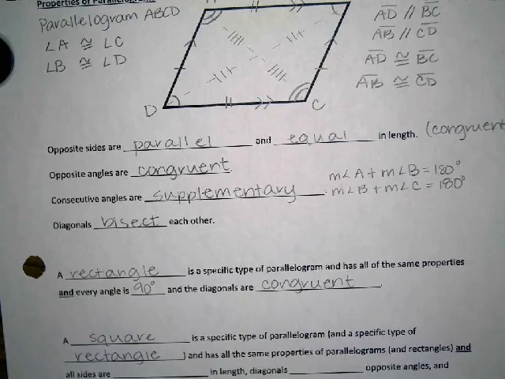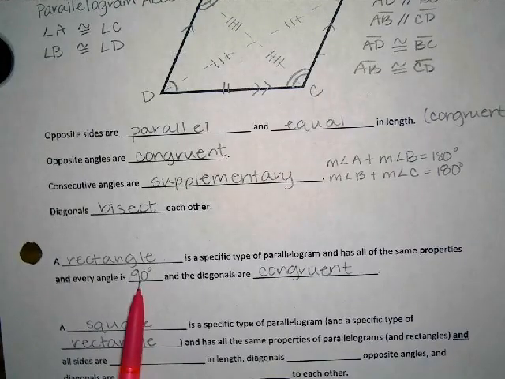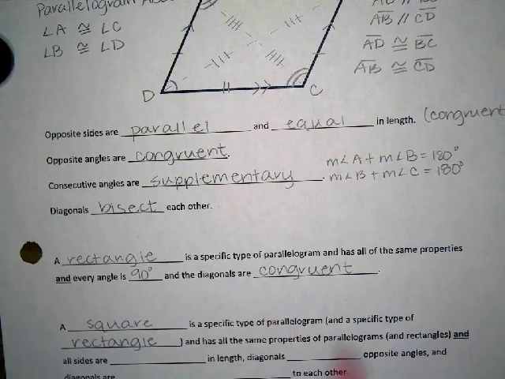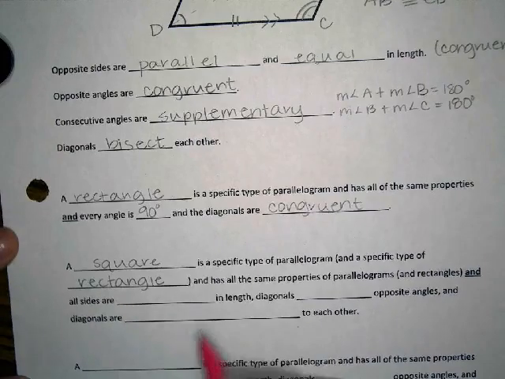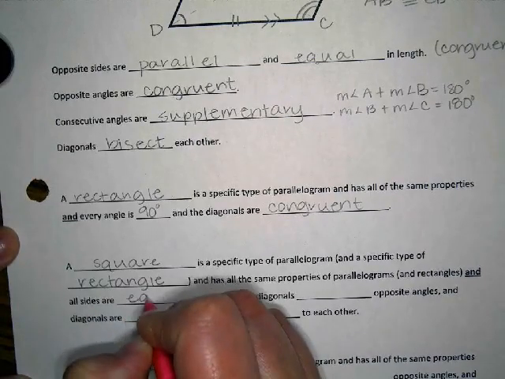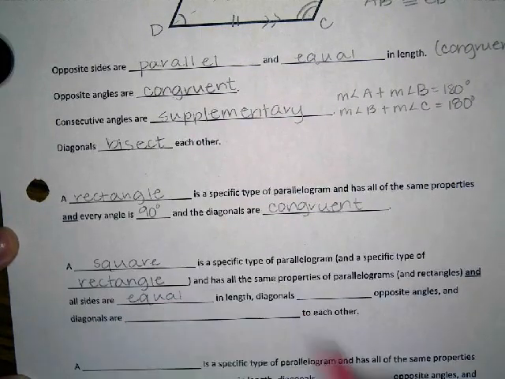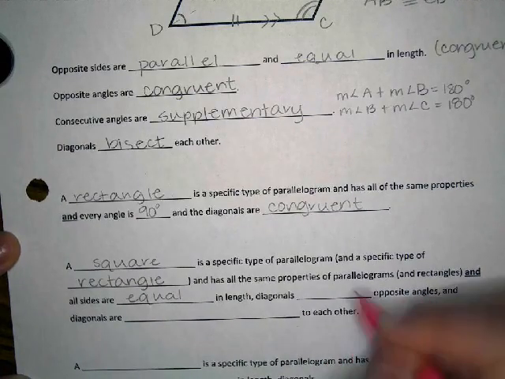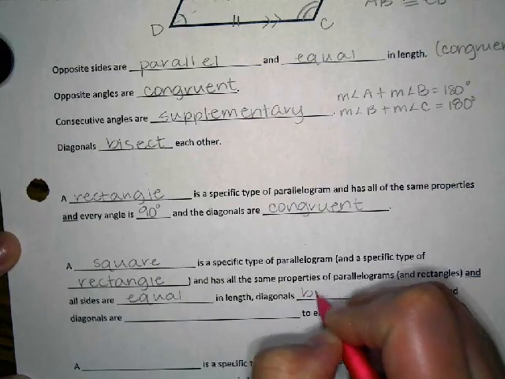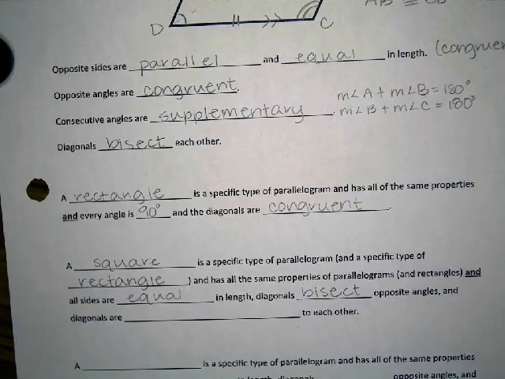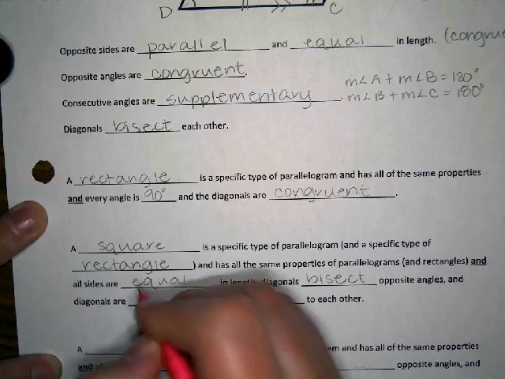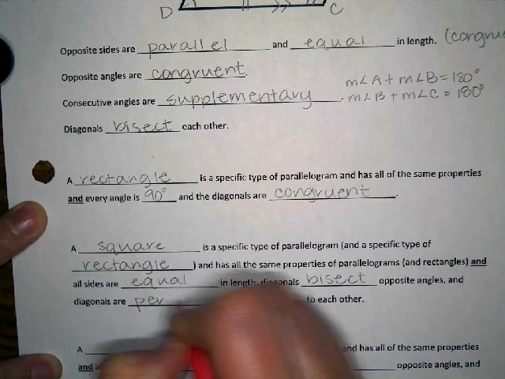So a square has all the same properties of the parallelograms and rectangles. So a square also has 90-degree angles, also has sides that are congruent, but it also has all four sides equal in length. And the diagonals bisect the opposite angles. They cut the opposite angles in half. And the diagonals are perpendicular to each other.